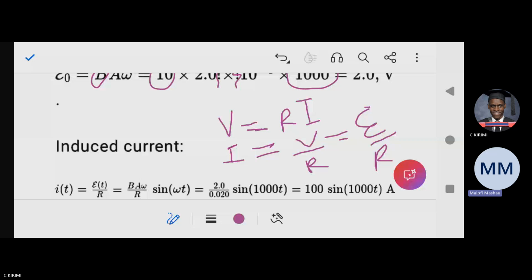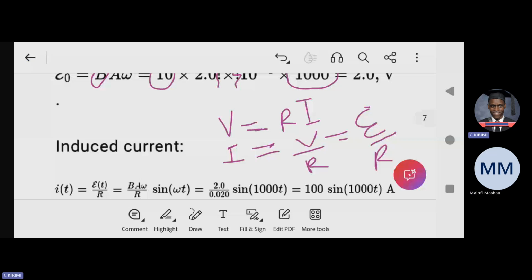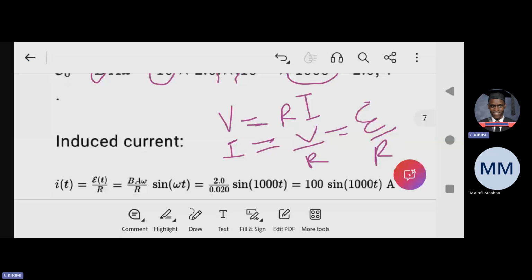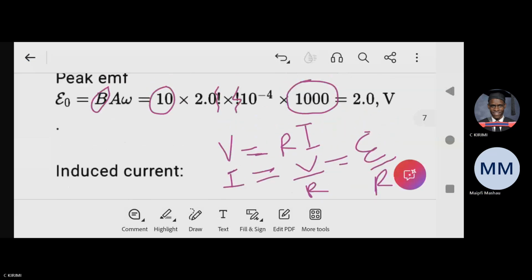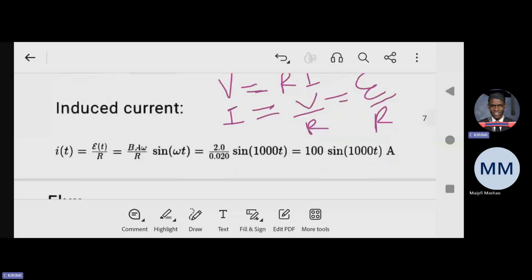No, I think the trick was just to find the voltage. Yes. Once you know the voltage, then everything comes out. So we are solving for I of t. We are not solving for the peak current. If you are solving for the peak, then you are going to use E naught. But in our case, we are not using E naught. We are using E of t, which is BA omega sine omega t.